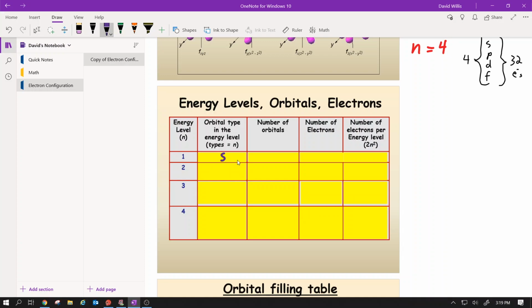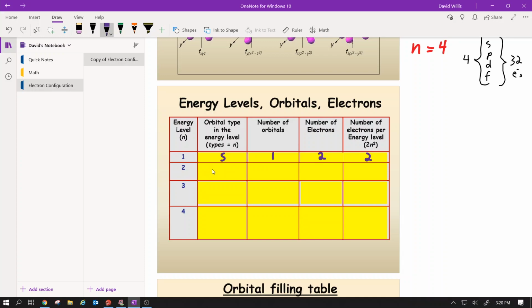So the orbital type within energy level 1, there's an S. An S only has 1 orbital. Now, any orbital can hold how many electrons max? That's right, 2. Which means the number of electrons in that energy level is 2.